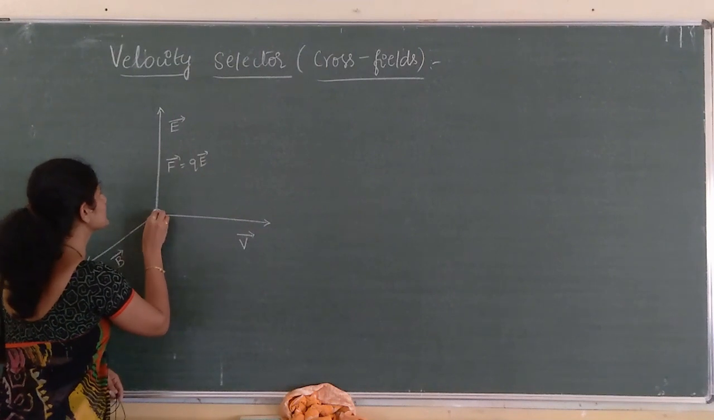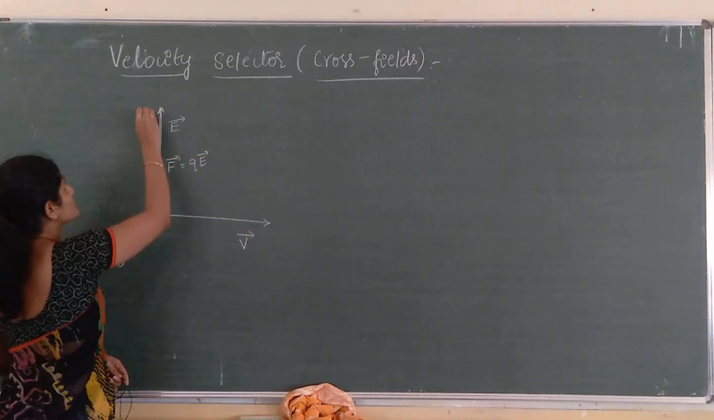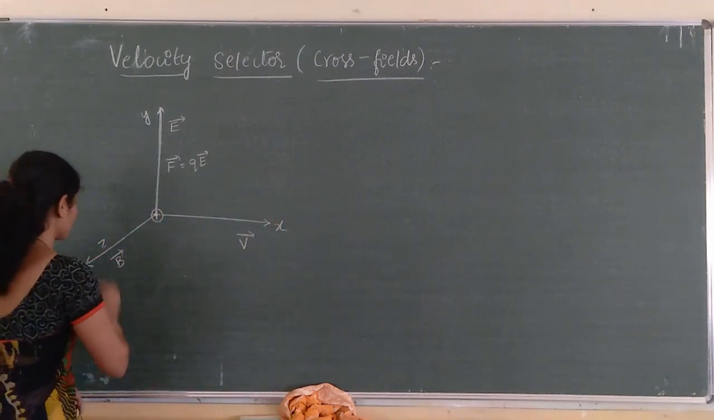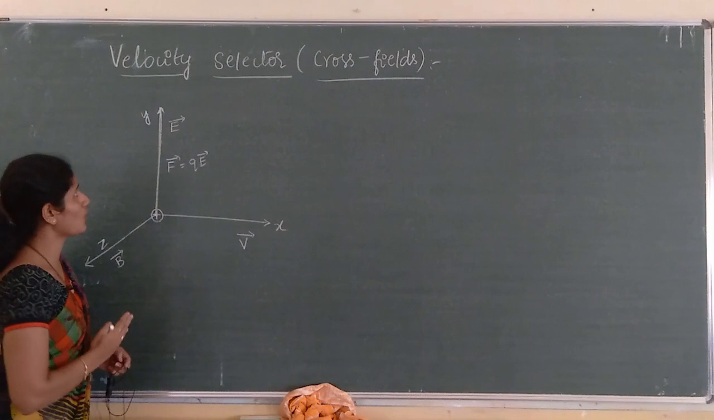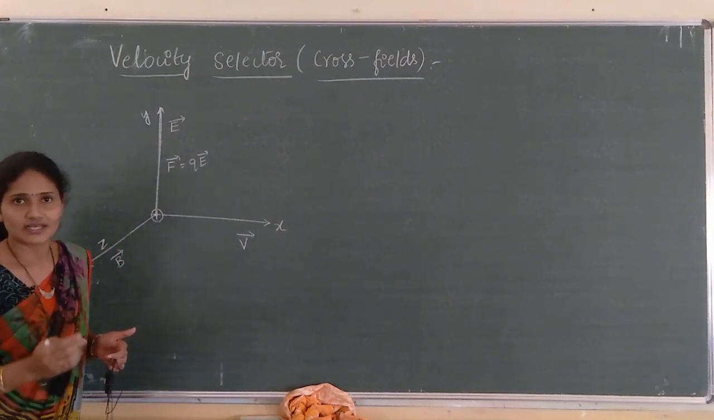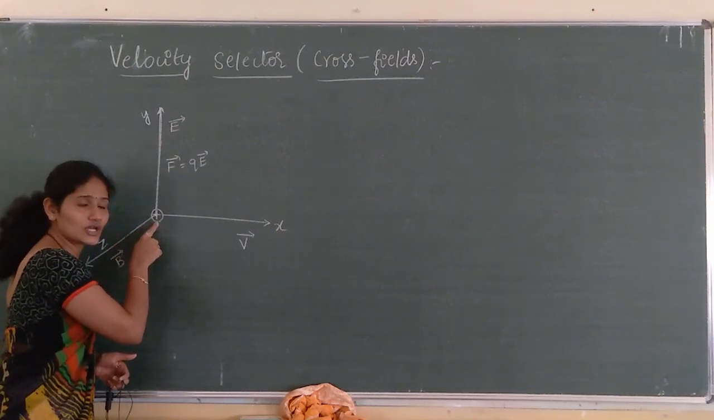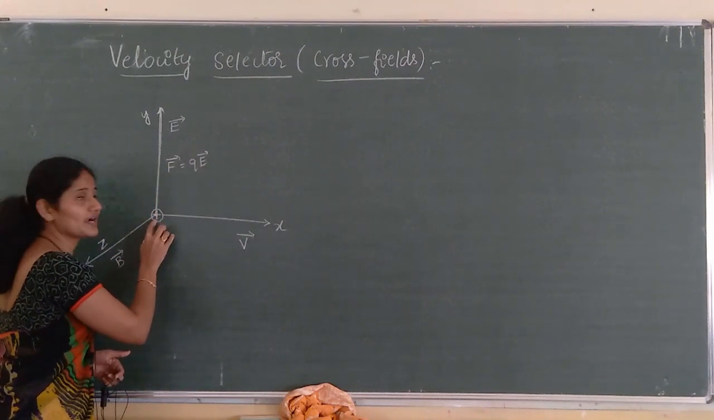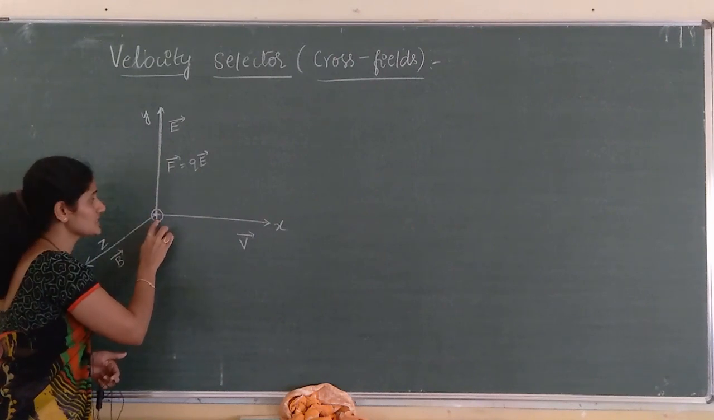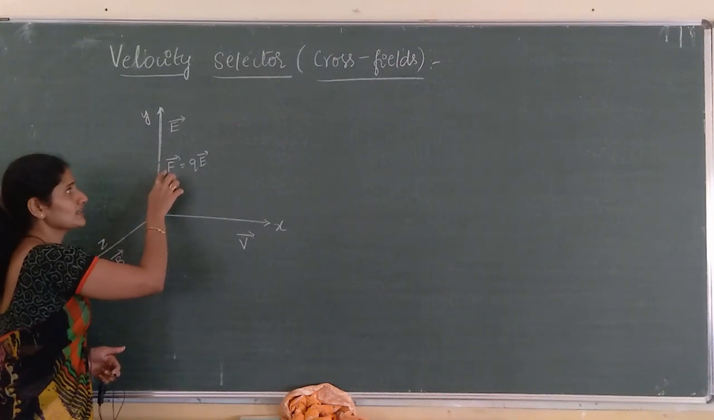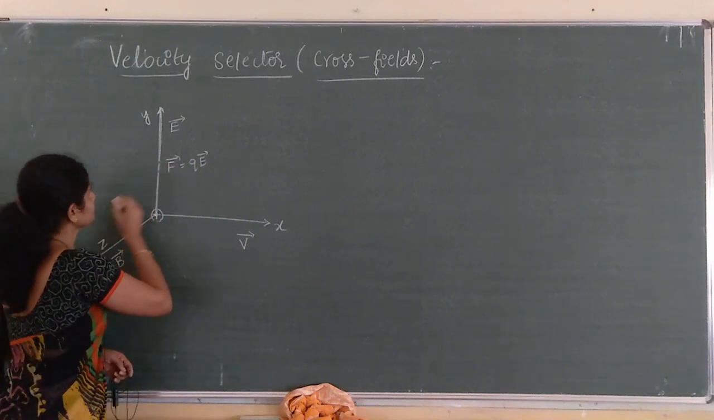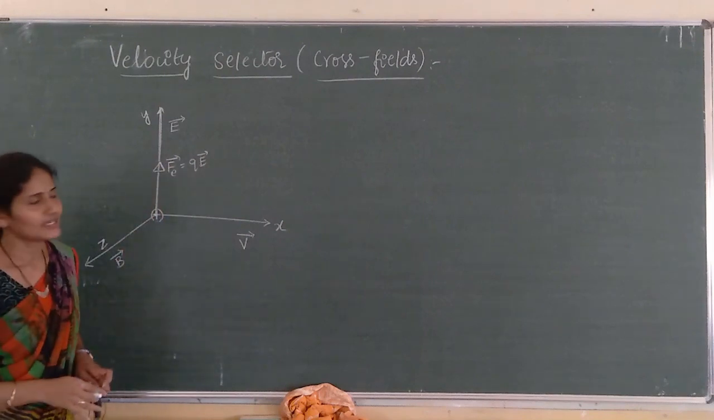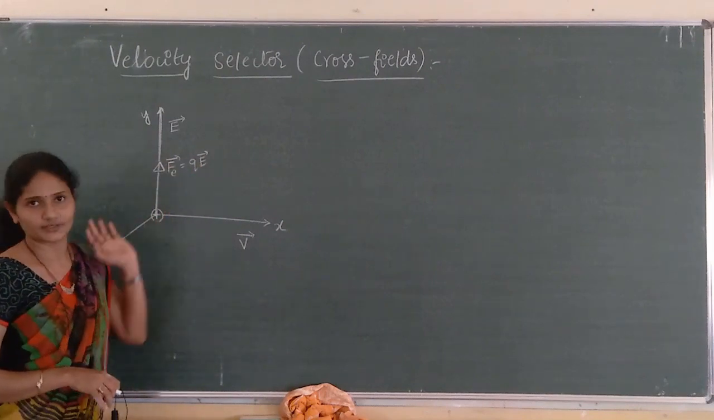The electric field is along the y axis. So this is the y axis, this is the x axis and this is the z axis. Since the electric field is along the y axis, the electric force on this charged particle is also acting in the same direction. So this is the direction of force due to the electric field. Fe is equal to Q into E.